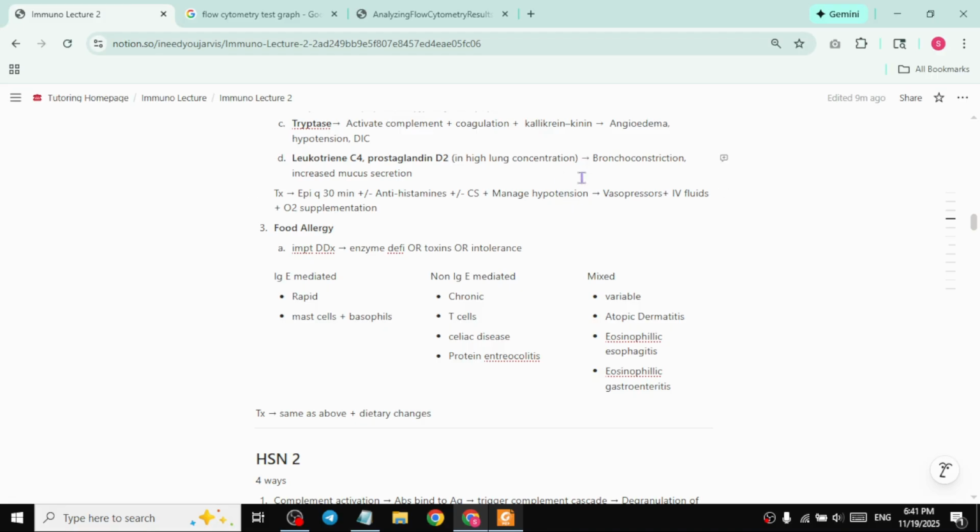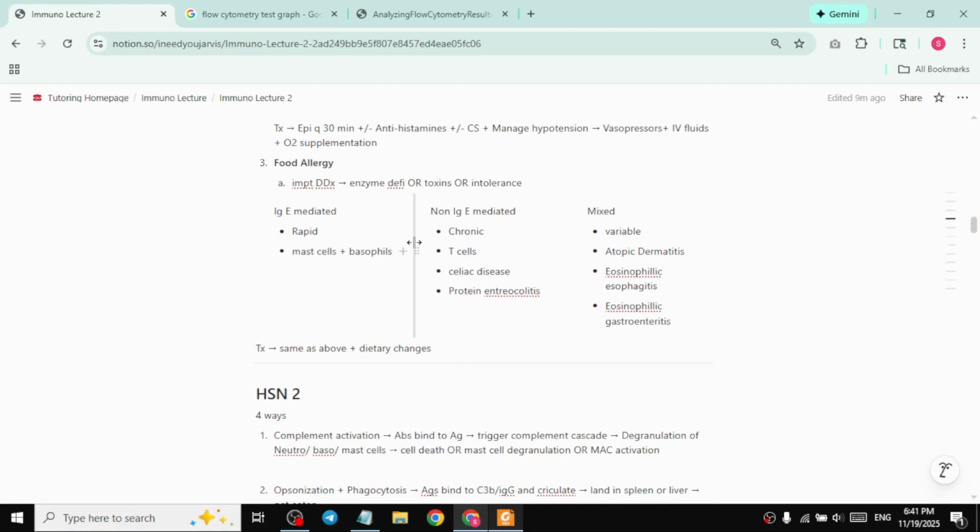That's the main thing, right? Because that's the thing that's going to kill them. So you're going to start vasopressors, IV fluids, O2 supplementation, the usual stuff you do to manage a hypotensive patient. Okay. Now, next comes food allergy, right?